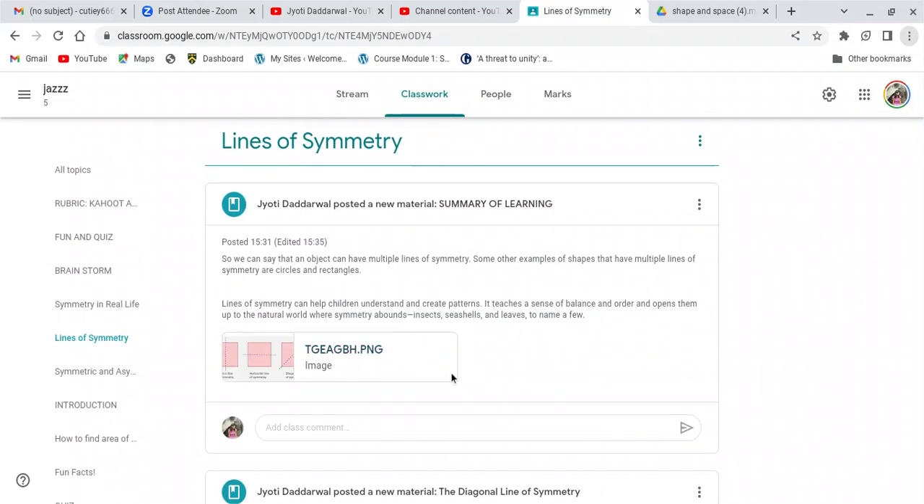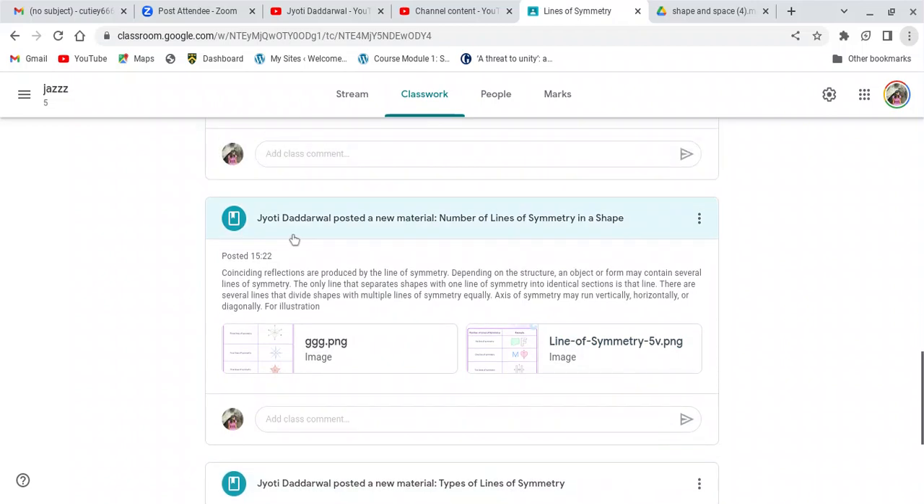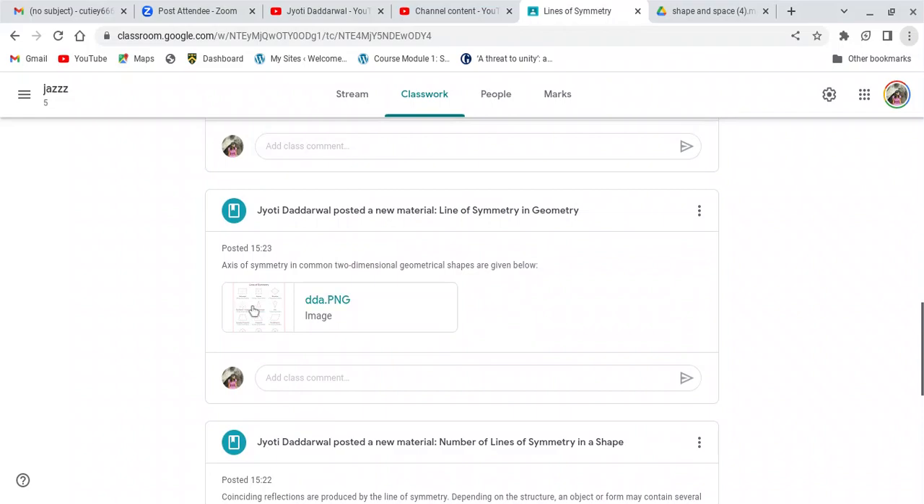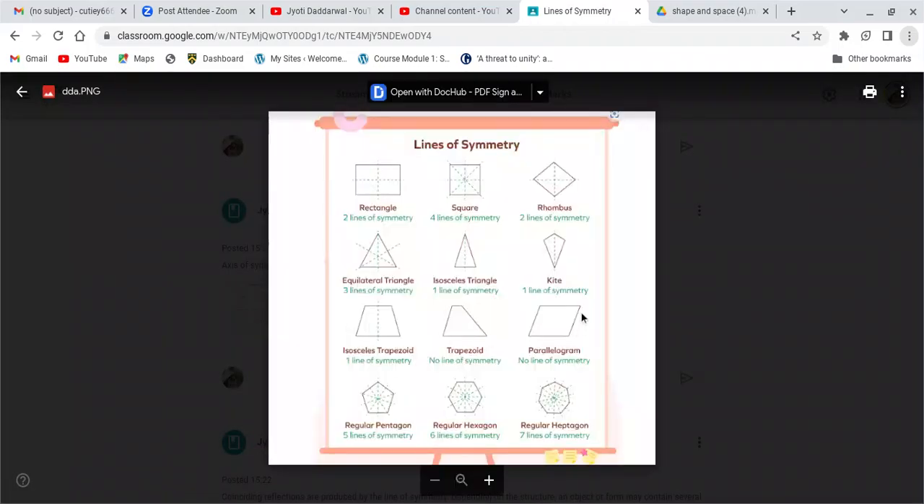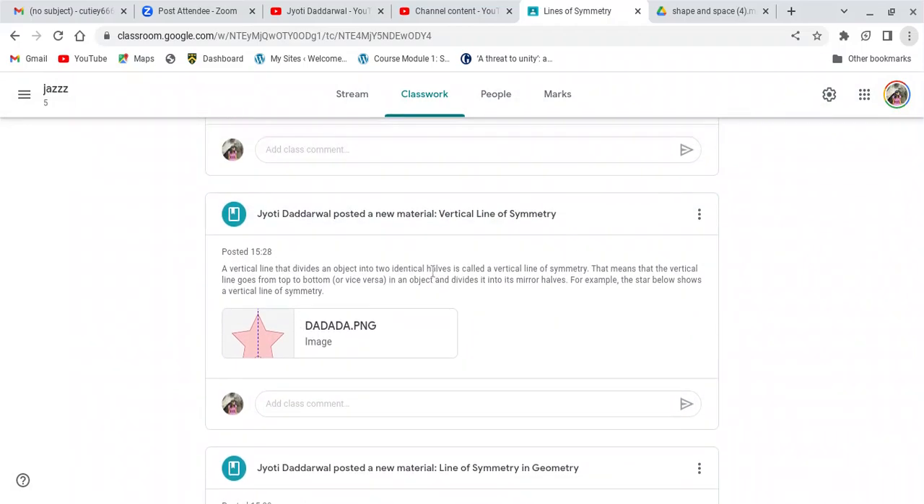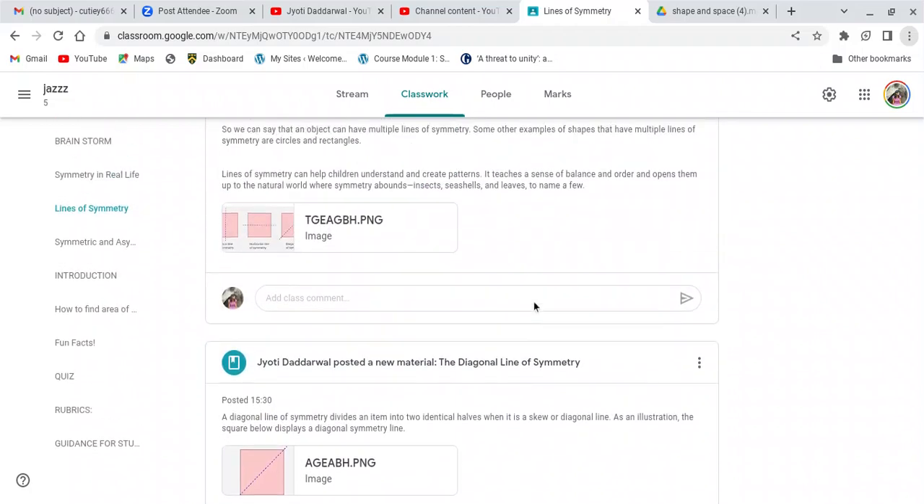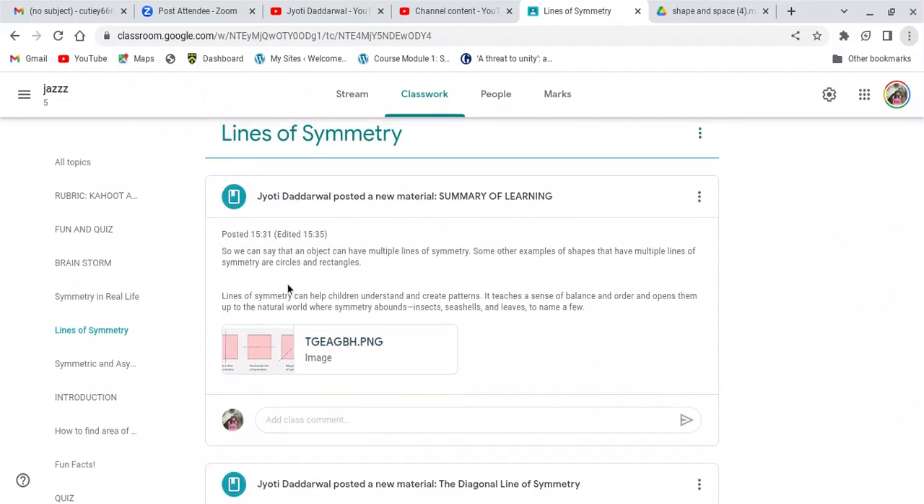After that, in my Google Classroom, I organize all the three things which started from the line of symmetry, which can be categorized on the basis of orientation. Then I told them about the same figures, and I explained this figure to them in my Google Classroom. Then I ask about the vertical line of symmetry, the horizontal line of symmetry, and the diagonal line of symmetry, and then I conclude with a summary of the learning.